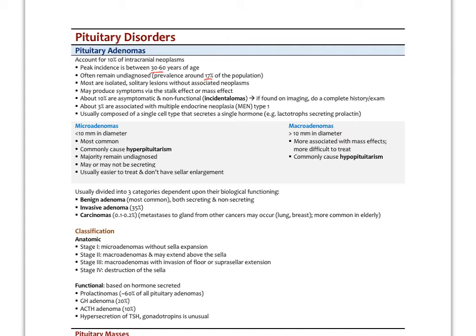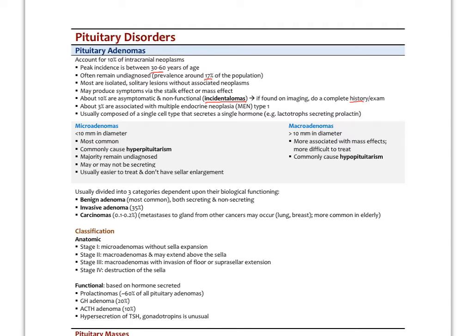Or they can have local effects called the mass effect, for example, compression of the optic nerves causing the bitemporal hemianopsia, etc. About 10% are asymptomatic and non-functional. Again, we call these incidentalomas. Usually, if we find these on incidental imaging, maybe for something else, they did an MRI of the brain for some other reason, we would then just go through a complete history and exam, maybe do some lab tests to see if they're actually hyper or hyposecreting.